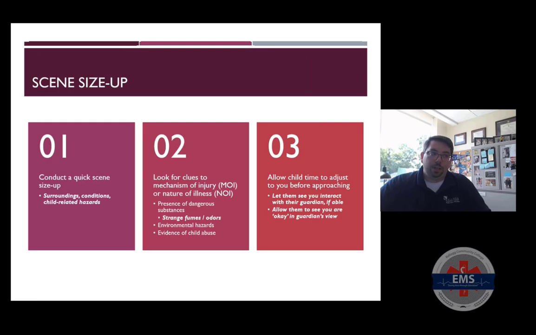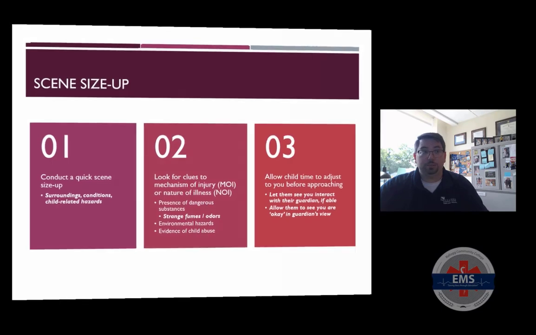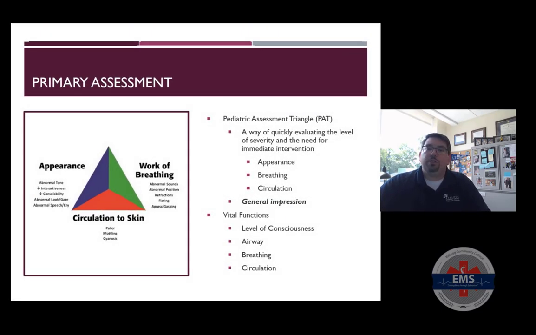First thing for scene size up: one, conduct the same quick scene size up that you normally would, paying attention to surroundings, condition, and child-related hazards. Two, look for clues on mechanism of injury or nature of illness. Is there a presence of dangerous substances, strange fumes or odors that you may notice? Are there any environmental hazards or evidence of child abuse? And three, allow the child time to adjust to you before you approach. Let them see you interact with their guardian, if able, and know that you are okay in the eyes of the guardian, that the guardian gives permission for you to care for their child. Your primary assessment really is going to switch.